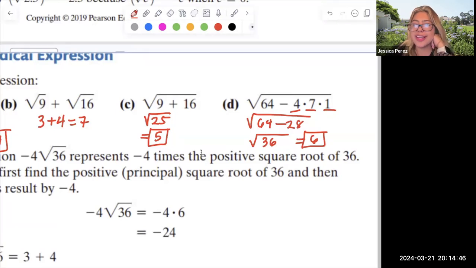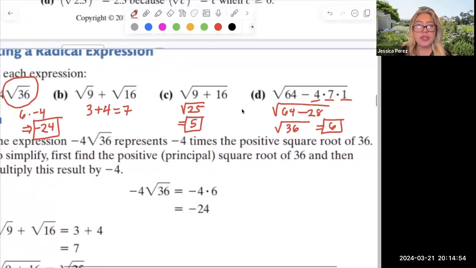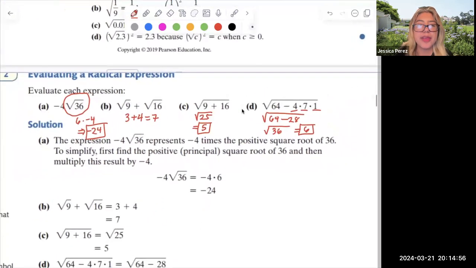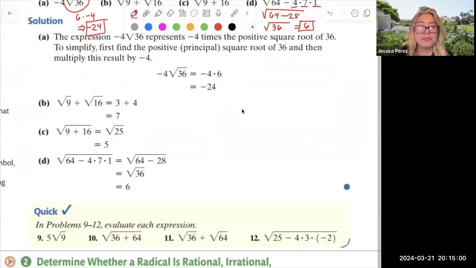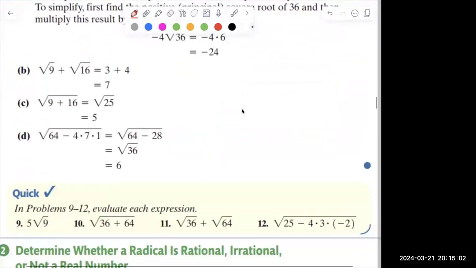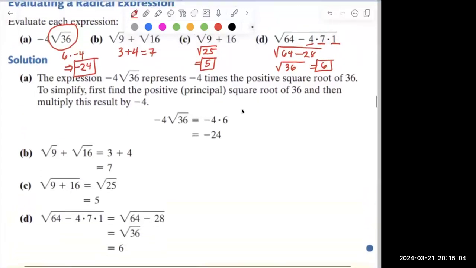Zakia, did we get that right? Yeah. Okay. So that's how we simplify and evaluate radical expressions. So we're gonna try these. Ariel, did you have a question?